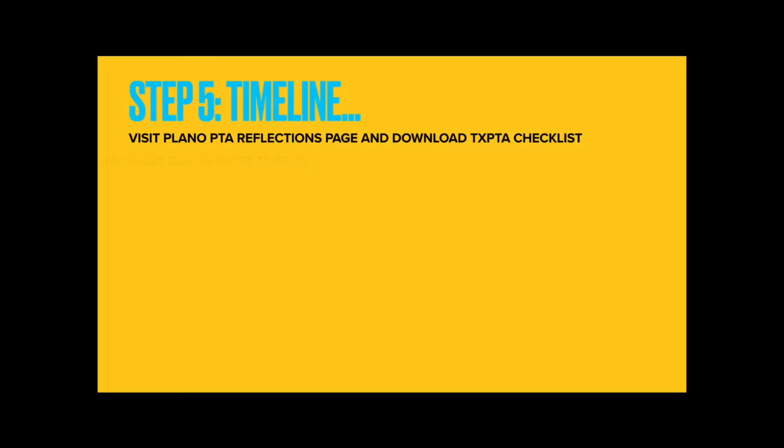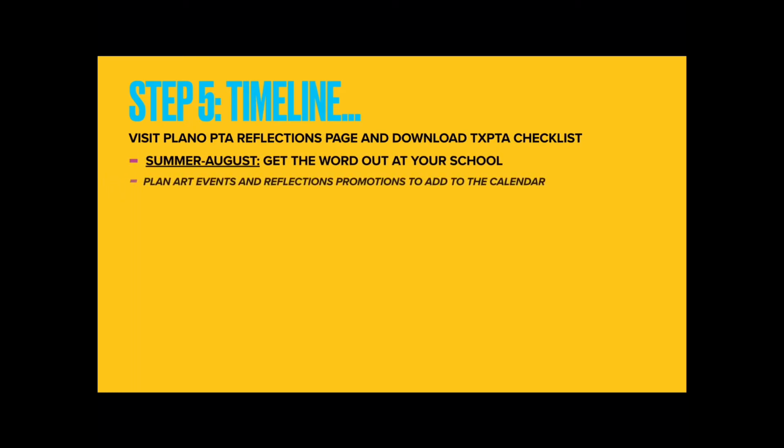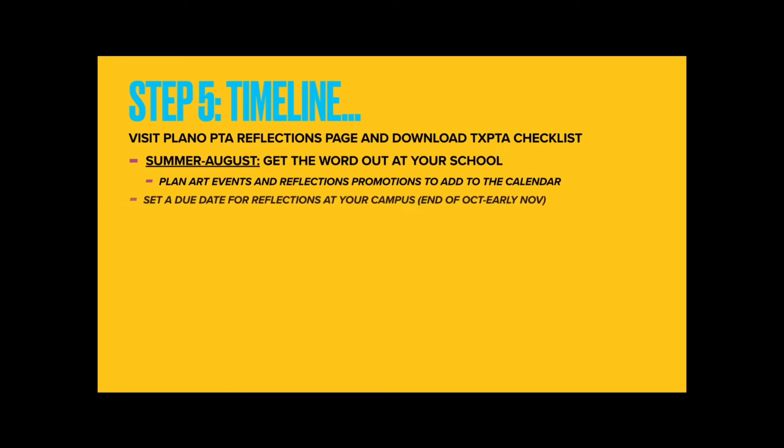During the summer, you're going to get the word out about the new theme and logo with your PTA on your campus. So plan art events and add those to the school and PTA calendars. Set a due date, which is usually the end of October or early November. At Harrington, as we looked at earlier, they have a similar due date every year, which is the second Wednesday of November.